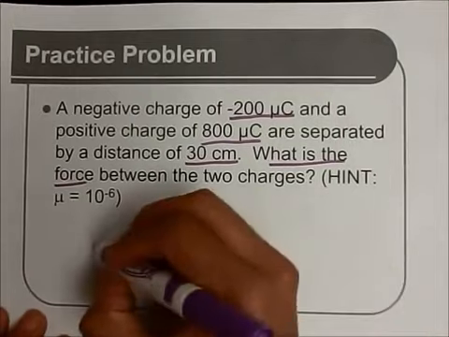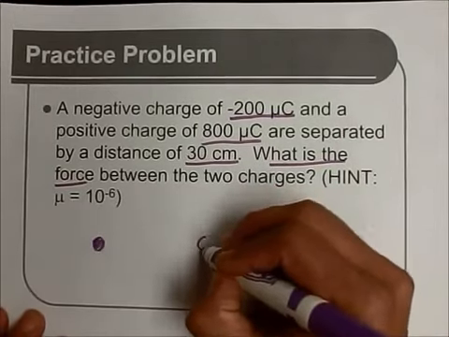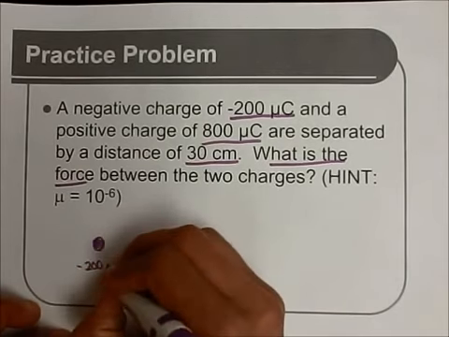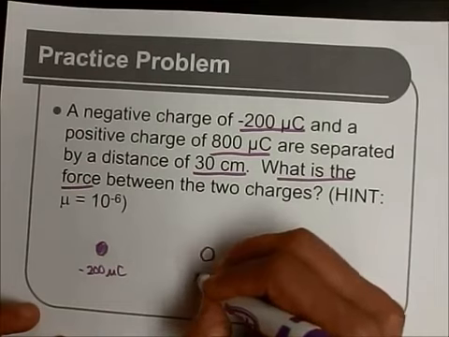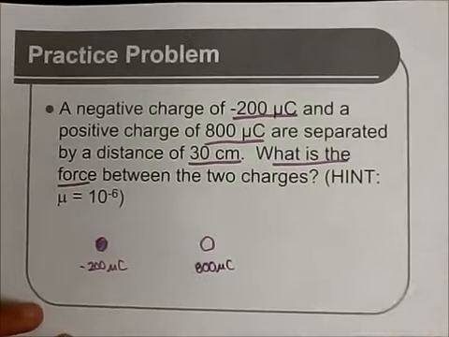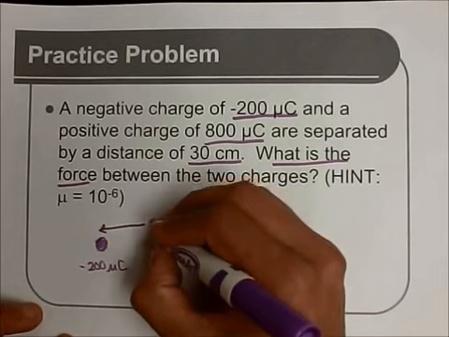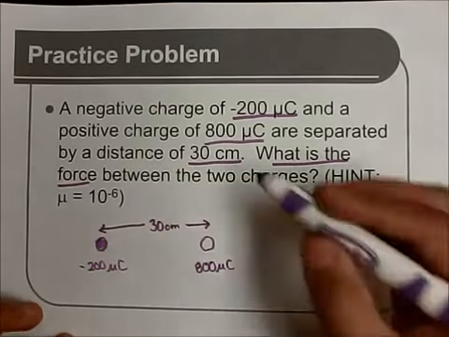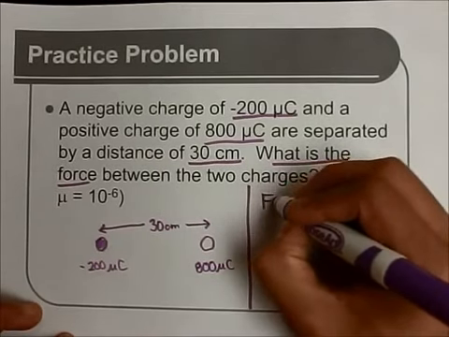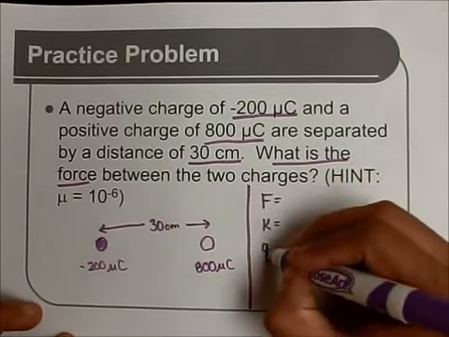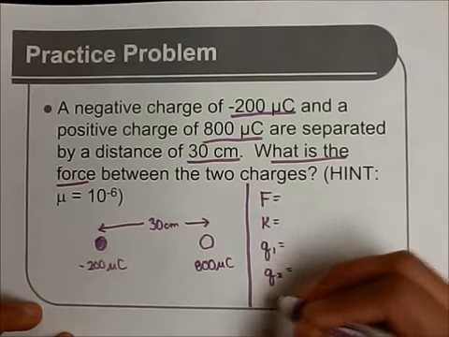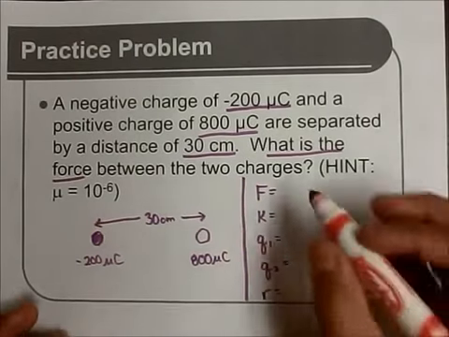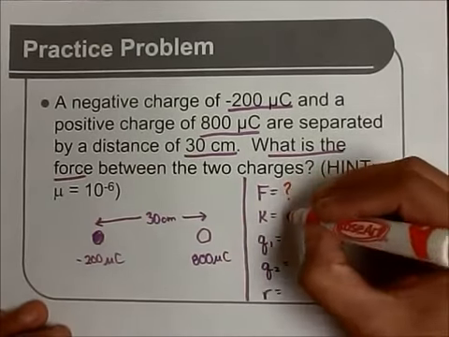So again, I'm just going to draw myself a rough sketch so I can quickly get an idea of what I'm looking at here. So negative 200 microcoulombs, 800 microcoulombs. The distance between them is 30 centimeters. Okay, and I want to know what's the force. Well, here are my variables for Coulomb's law again. F, K, Q1, Q2, and R. So, I don't know the force. That's what I'm looking for. K is a constant.